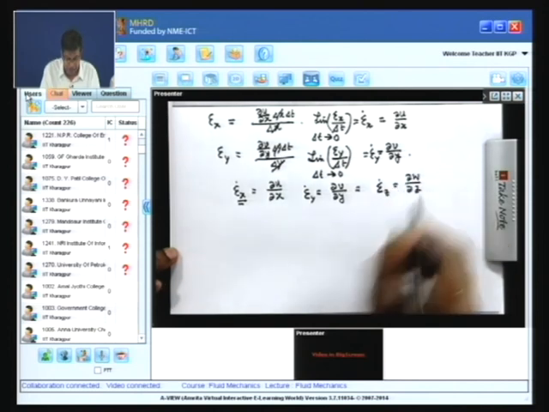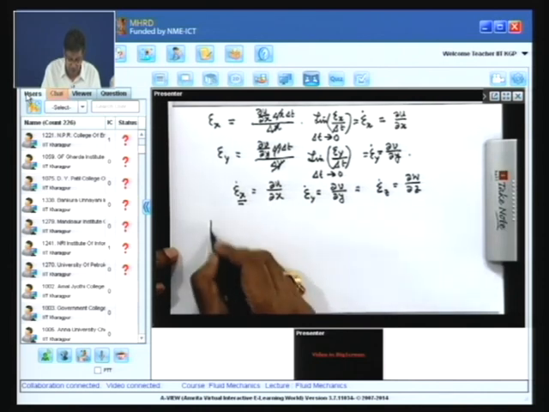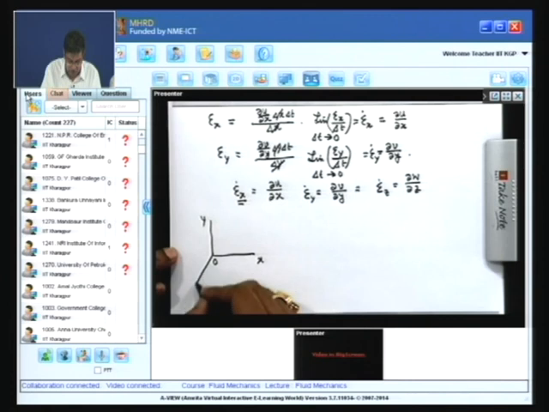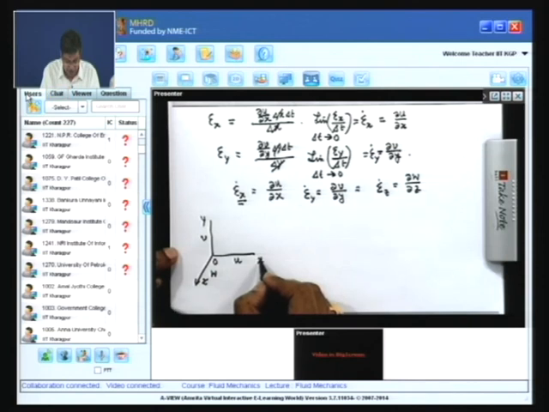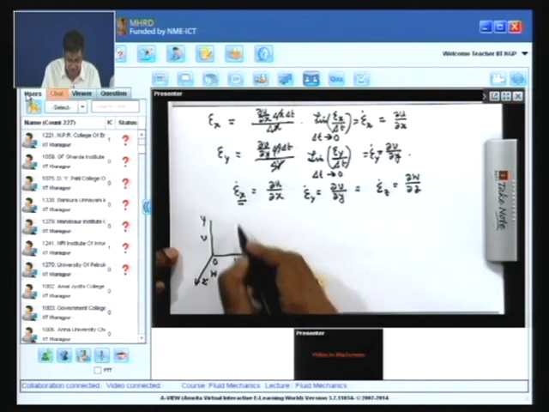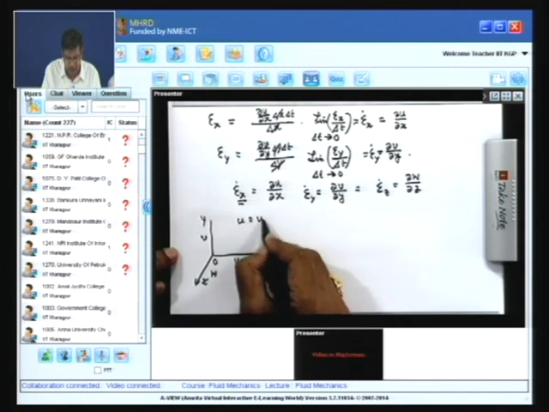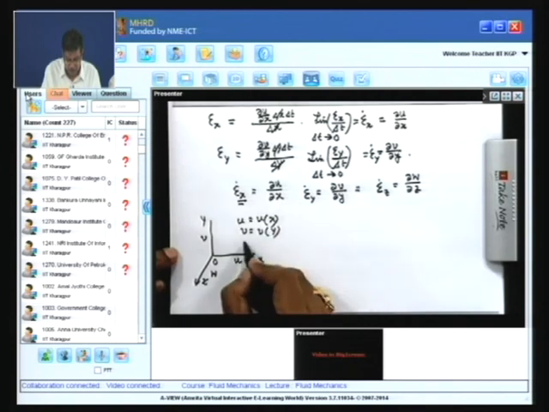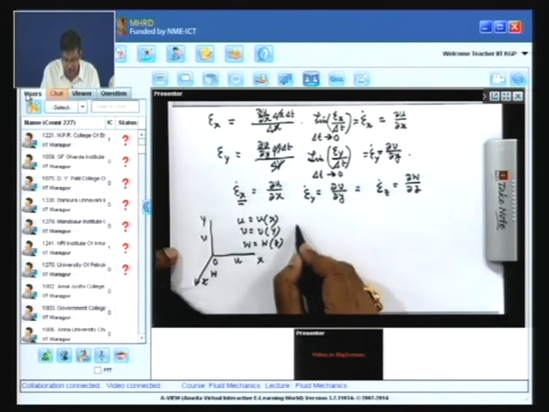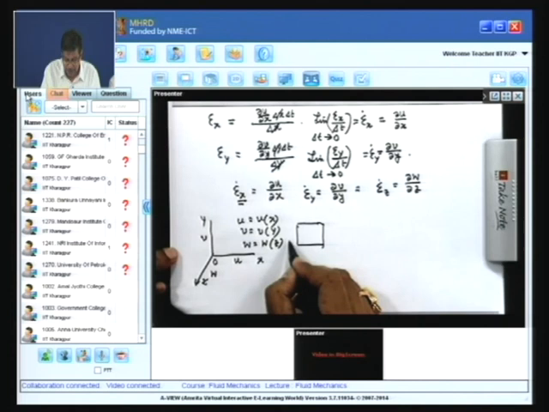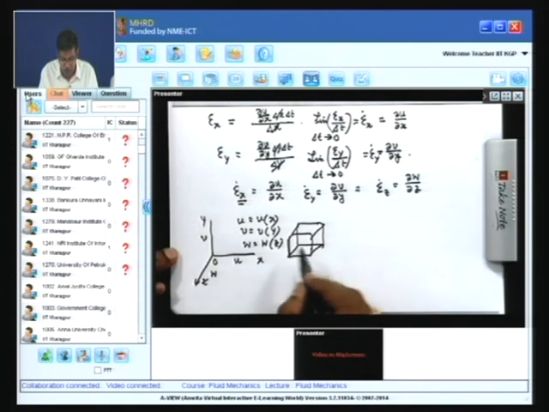The essence is that in a 3-dimensional flow field, if we have u, v and w as the x, y and z components of velocity respectively, such that the x component of velocity is a function of x only, the y component is a function of y only, and the z component is a function of z only, then a fluid element, if we consider a parallelepiped like this, moves without any change in the included angle.